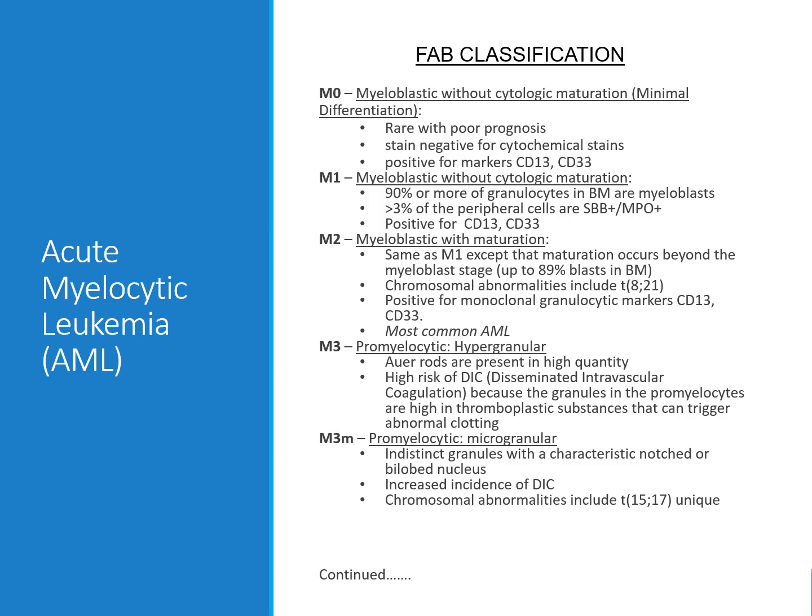The problem with M3 is that because the granules that are present in the promyelocytes are higher in thromboplastic substances, it can actually cause abnormal clotting. And so this particular category or classification of AML runs a higher risk of DIC.